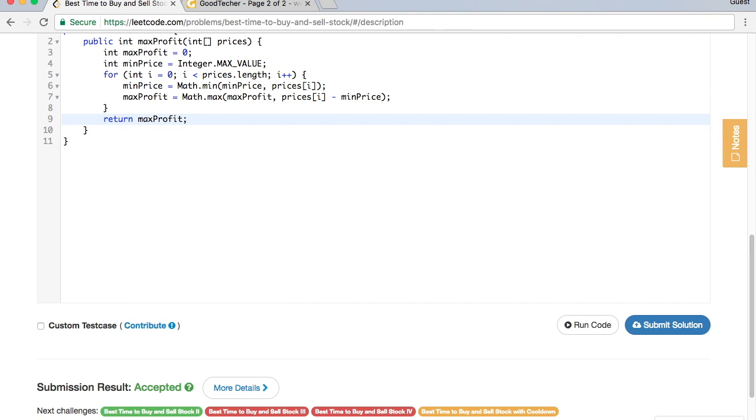As you can see here, there are some follow-up questions: Best Time to Buy and Sell Stock 2, 3, 4. GoodTecher will continue to bring tutorials for these questions.